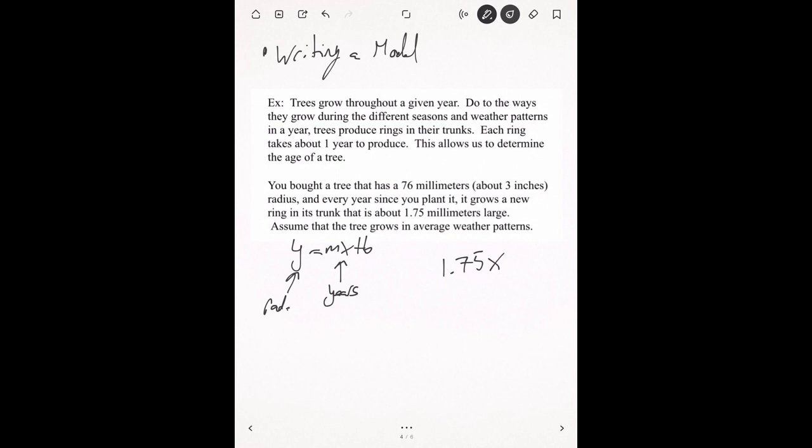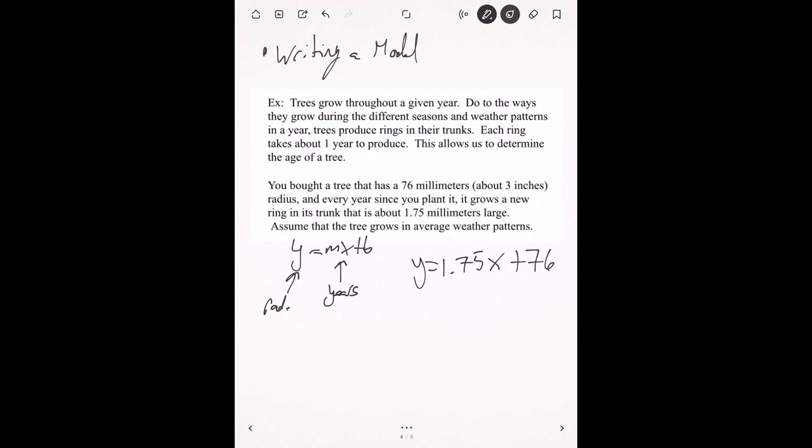So 1.75 times x. But be careful, our tree started at 76 millimeters already. So the radius of my tree is 76 millimeters from when it started, plus 1.75 for every year I've had it. There we go. That's our linear model. y equals 1.75x plus 76. Now let's try to use this model. Let's figure out what would the radius of the tree be after 5 years.